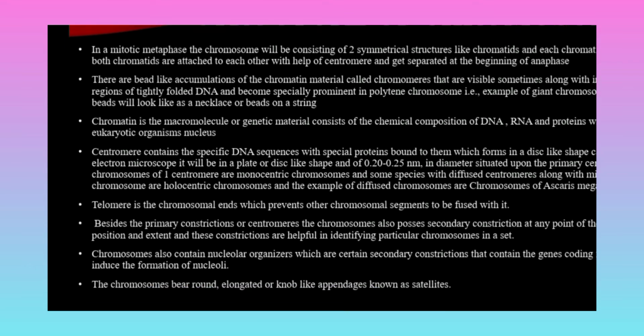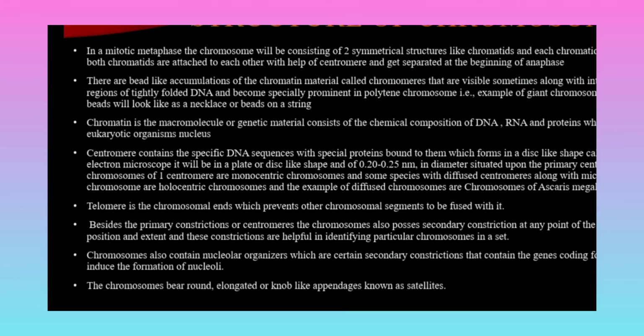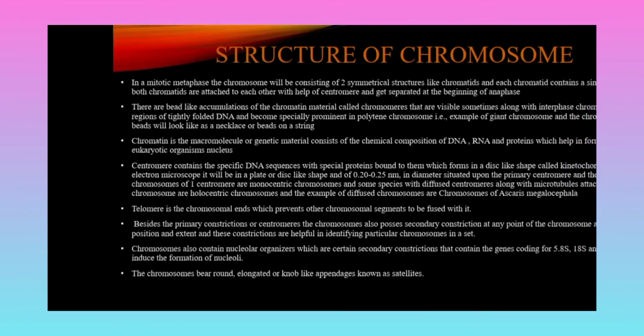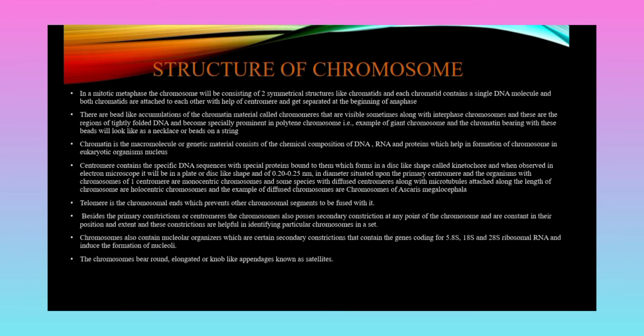Now coming to chromatin. Chromatin is a macromolecule, a genetic material. It consists of DNA, RNA and proteins. It helps in the formation of the chromosome in the nucleus of eukaryotic organisms. So these are the chromatin structures and chromatin composition.